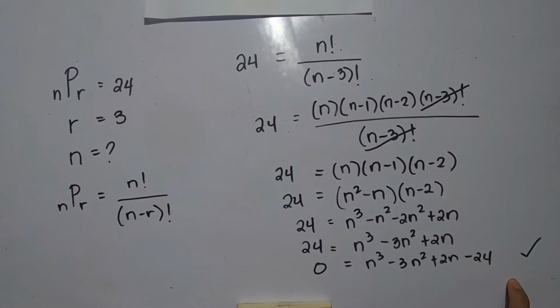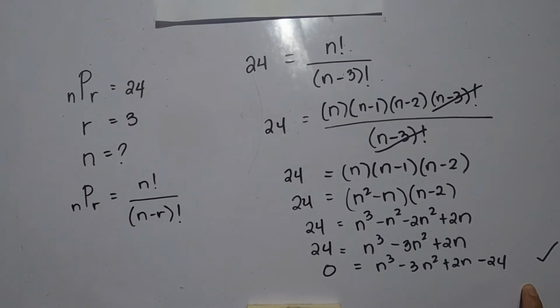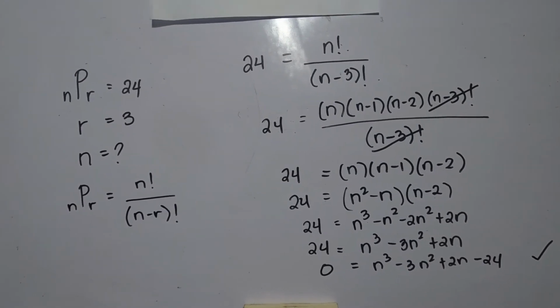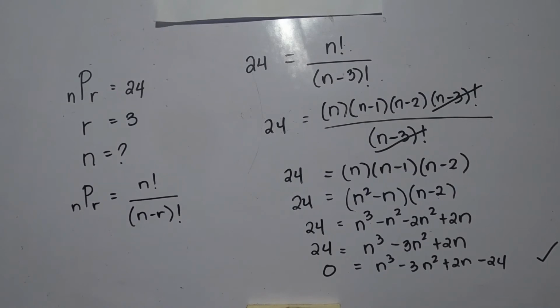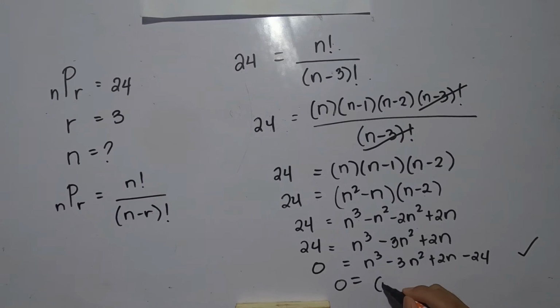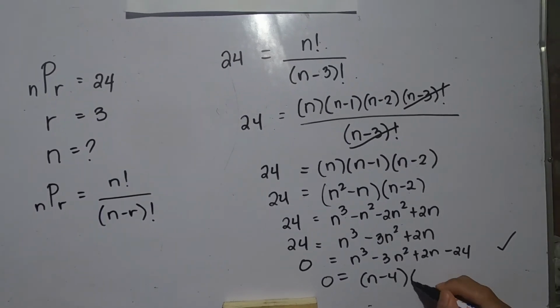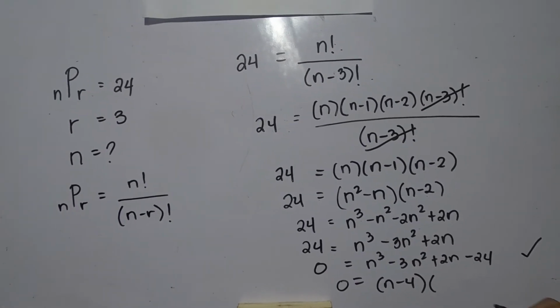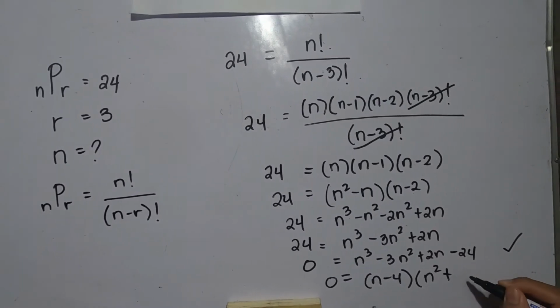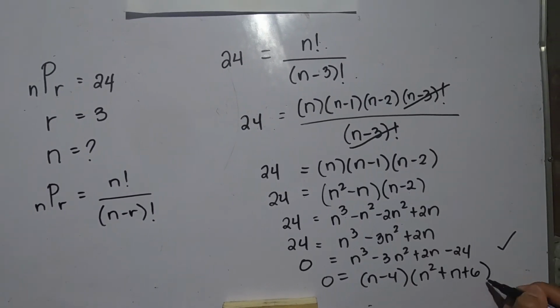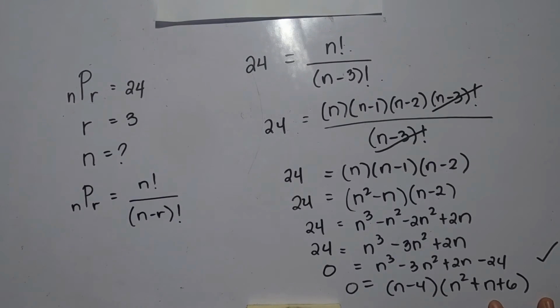Then, in order for us to solve for n, we will solve for the solutions or the roots of this equation. To solve for the roots of this equation, you can use the rational roots theorem or factor this equation. The complete factored form of this equation is n minus 4 multiplied by n squared plus n plus 6. This is already the complete factored form of the equation.